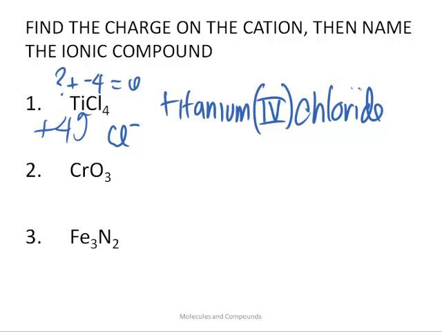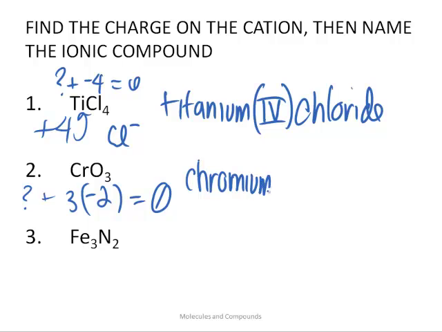What about CrO3? We know that oxygen is a -2. We know that there are 3 of them, so that's going to be a -6 overall. So we know that has to equal 0, and since there's only one chromium cation, what is that going to be? Well, that has to be a +6. So this is hexavalent chromium, so this is chromium(VI) oxide.